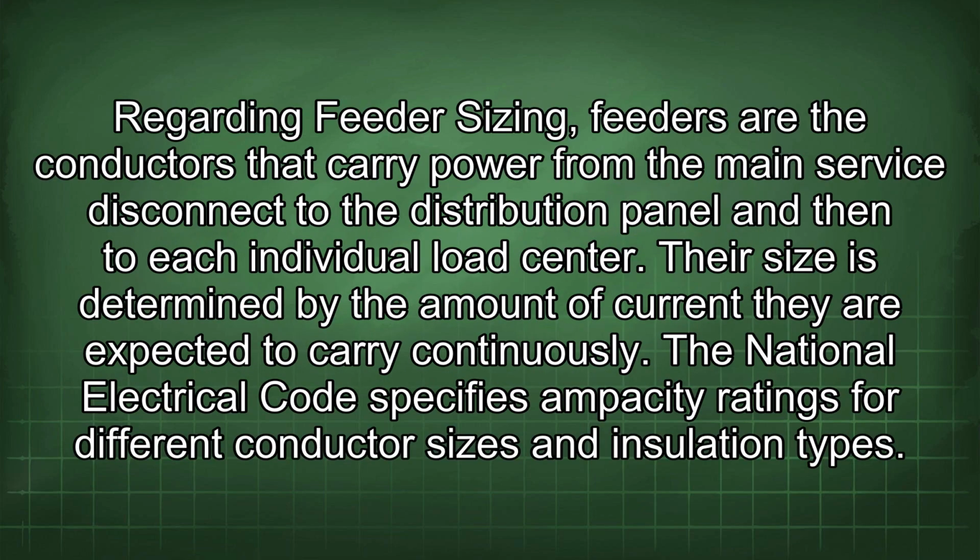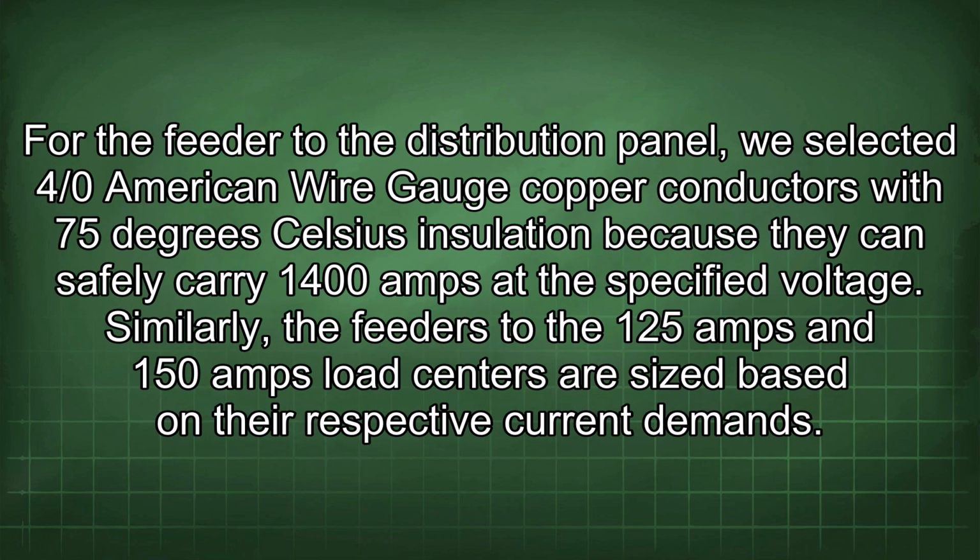margin. Regarding feeder sizing, feeders are the conductors that carry power from the main service disconnect to the distribution panel and then to each individual load center. Their size is determined by the amount of current they are expected to carry continuously. The National Electrical Code specifies ampacity ratings for different conductor sizes and insulation types. For the feeder to the distribution panel, we selected 4/0 American wire gauge copper conductors with 75 degrees Celsius insulation because they can safely carry 1400 amps at the specified voltage.